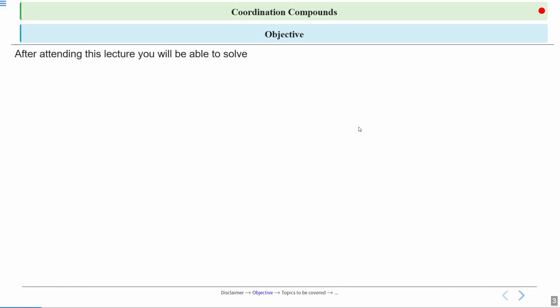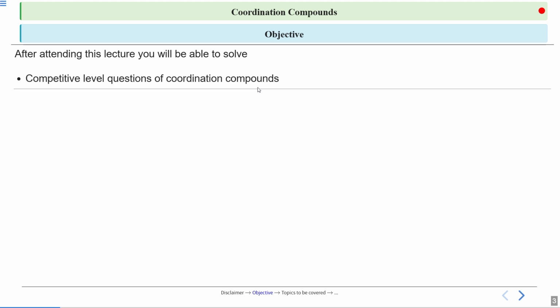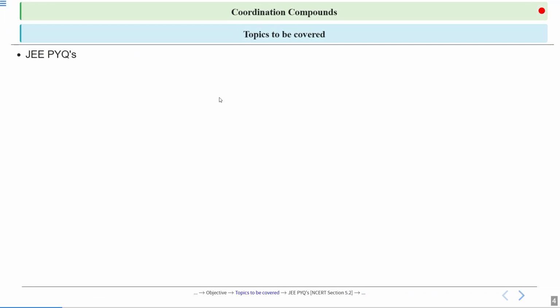The objective of today's lecture: after attending this lecture, you will be able to solve competitive level questions of the coordination compounds chapter. And we are going to focus mainly on the JEE PYQs. That means we are going to practice the JEE previous year questions.